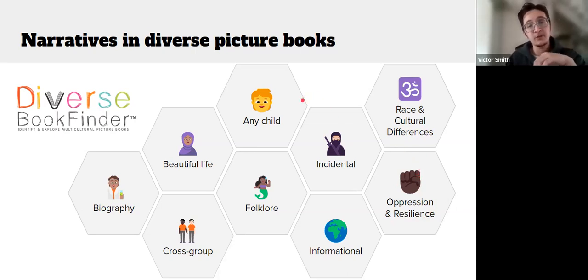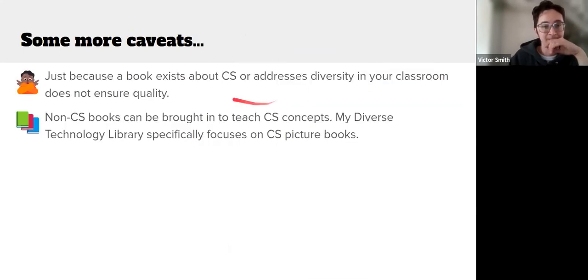And so in terms of computer science, it tends to fall into this any child narrative. And so I really would encourage you all that when you are looking through these books to see how you can actually center race to represent the children that are in your classroom, rather than having this colorblind approach that tends to exist within the narratives.